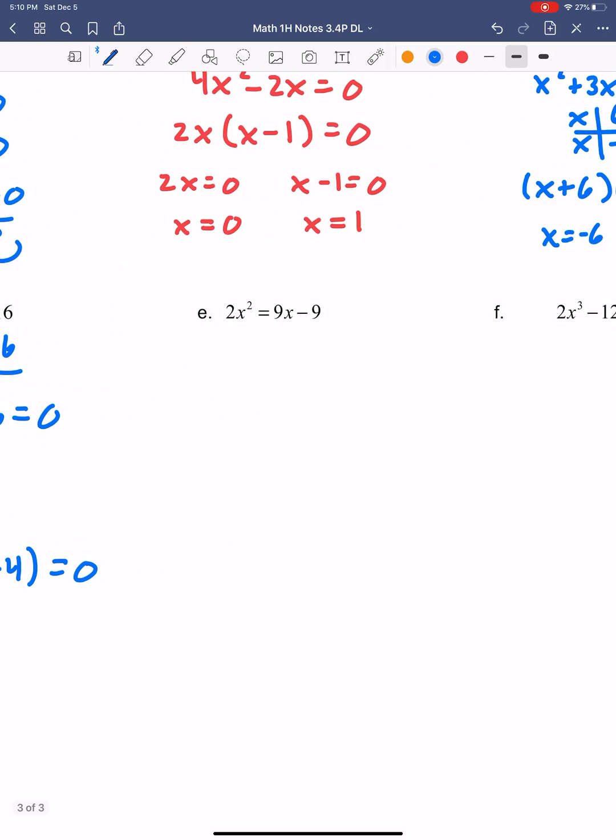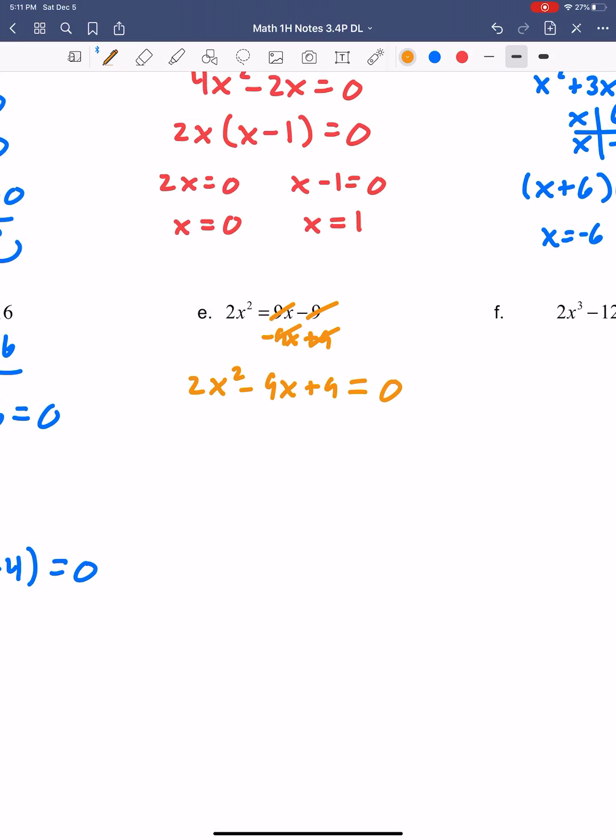I'm going through these quickly, obviously, just for the sake of time, but you go through slow, right? Take your time as you need to do the t-charts. Let's go to letter E here. I'm going to go ahead and subtract 9x to move it over, and I'm going to add 9 to move it over. So that's going to give me 2x squared minus 9x plus 9, right? Because those are canceling out and just leaving me 0.